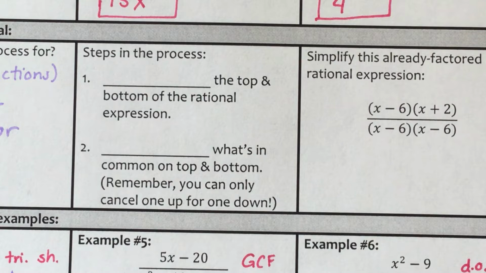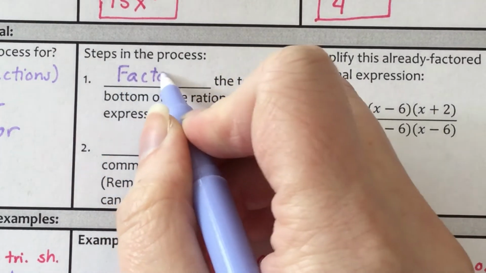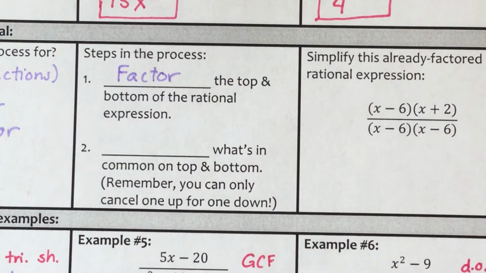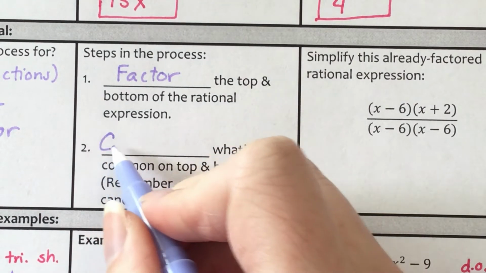If you need more practice with factoring, go back to 11.1 or check out the Delta Math that we have set up for factoring practice. Step one is factor the top and the bottom of the rational expression. Step two, you're going to cross out what's in common on the top and the bottom. So you cross out factors.